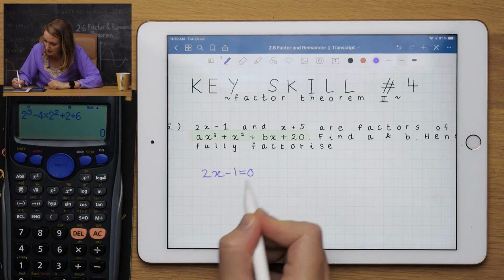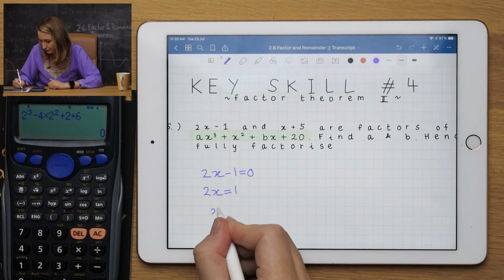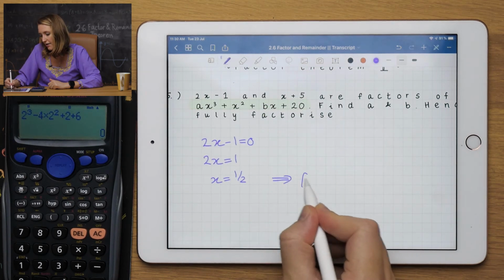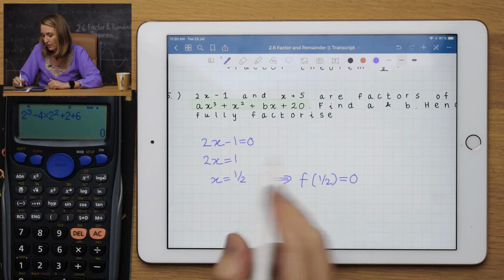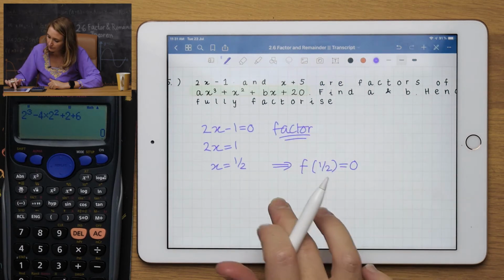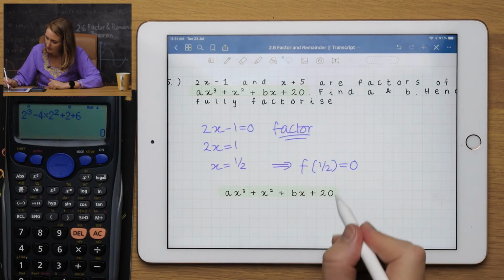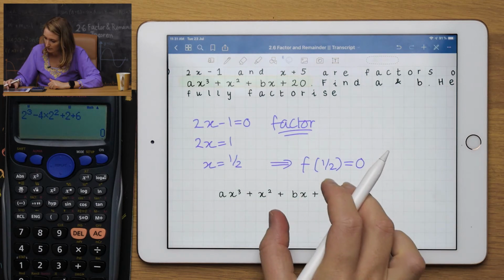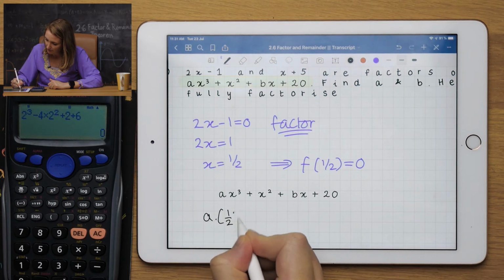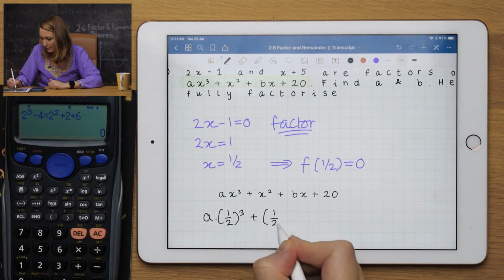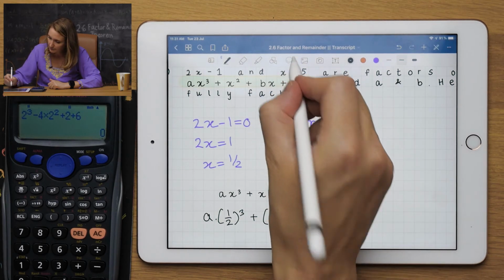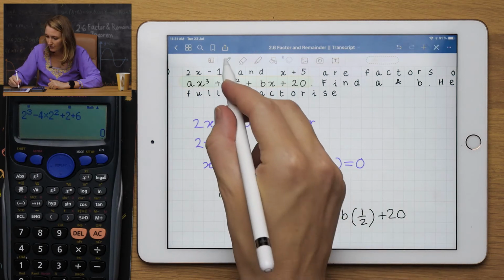Let's start with 2x minus 1 equals 0, so we need to substitute in a half. So this means that f of a half will be equal to 0 if 2x minus 1 is your factor. That's what the factor theorem tells us. So let's replace x with a half everywhere. So we're going to have a times a half cubed plus a half squared plus b times a half plus 20. That's going to be our f of a half.